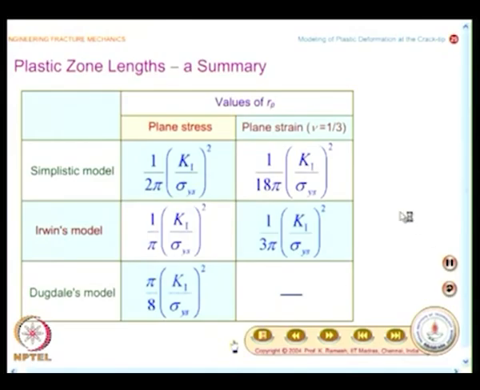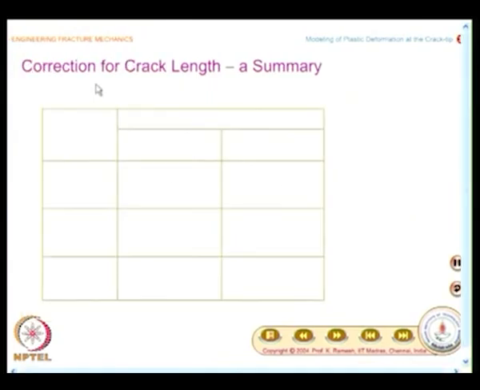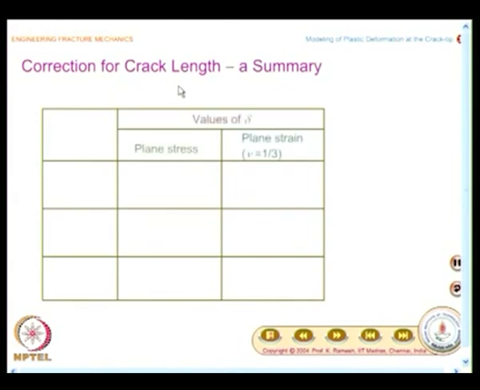Then we will also look at what is the correction that we have to do for crack lengths. In the case of simplistic model, you take that length as Rp for plane stress. For plane strain, the calculations we have done for nu equal to 1 by 3, you take that as Rp.